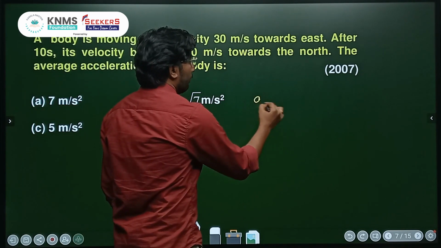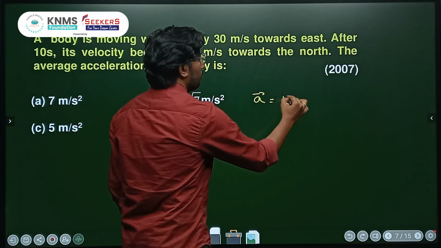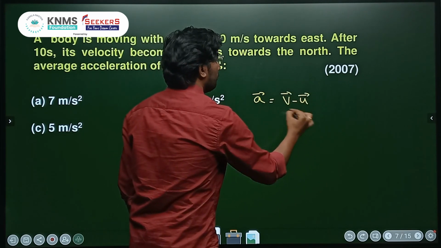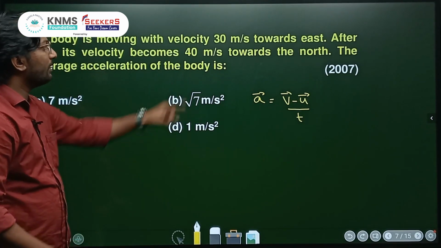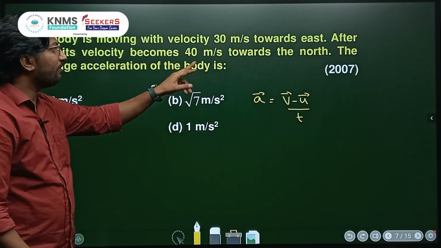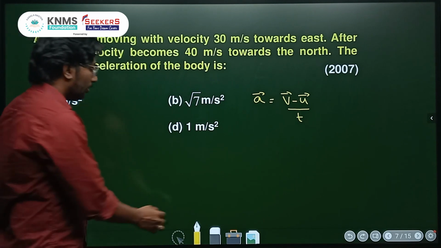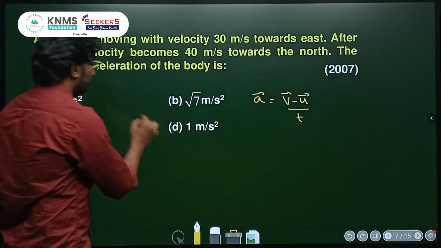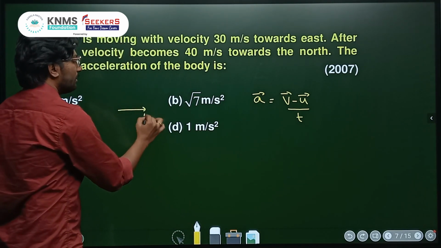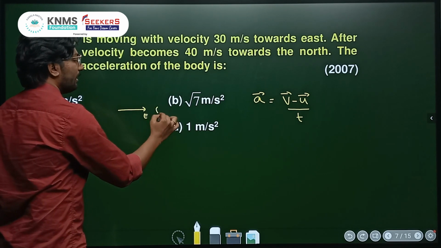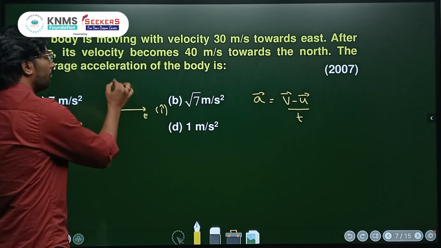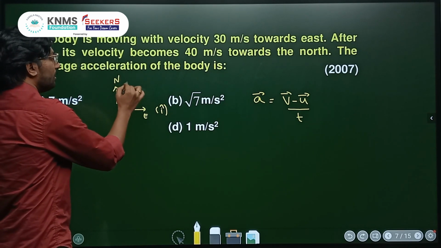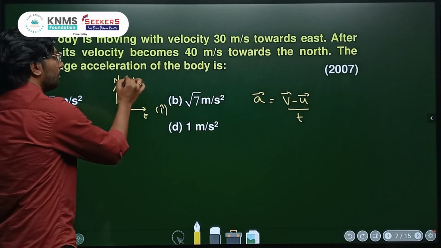So we can use the equation a is equal to v minus u by t. The reason I wrote it in vector format is that they have mentioned the directions as well. So whenever they mention east, north like that, always make sure that you remember it this way. East, you always take along the positive x-axis that has the unit vector direction i cap, and north naturally will become the positive y-axis which has the unit vector direction j cap.